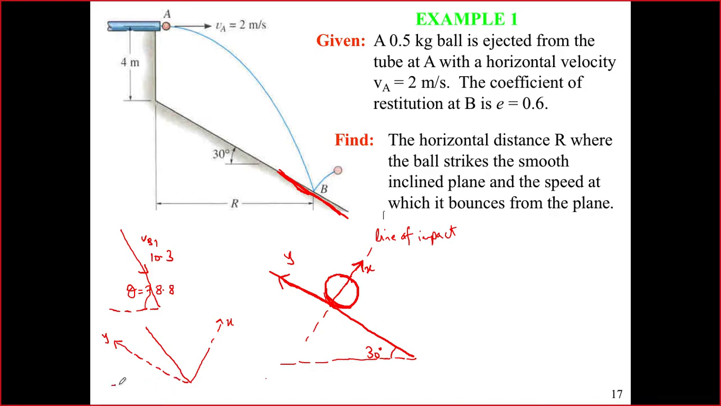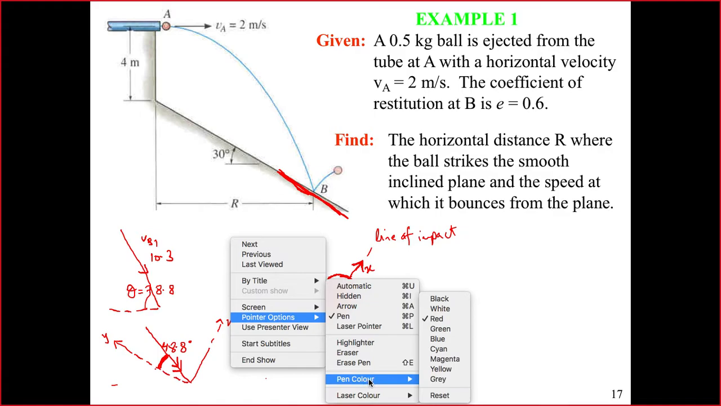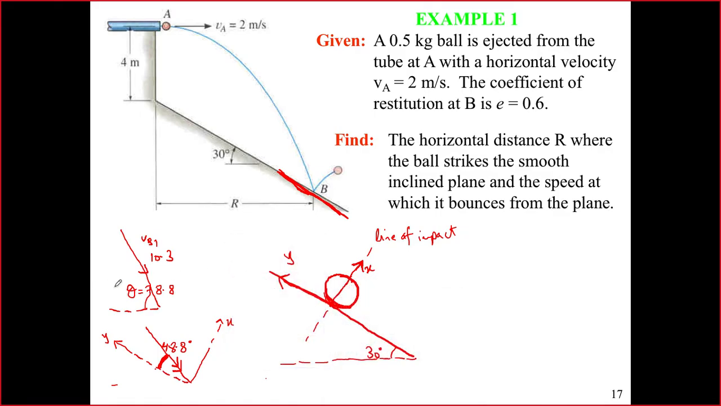So what is the angle that forms? This is 30, this is 78.8, so what is the angle between the two? 48.8 degrees. Right? So now what are my two components? Where is my pointer? Now the two components of my velocity are going to turn into this one and this one. And what are they? Let's write that down.